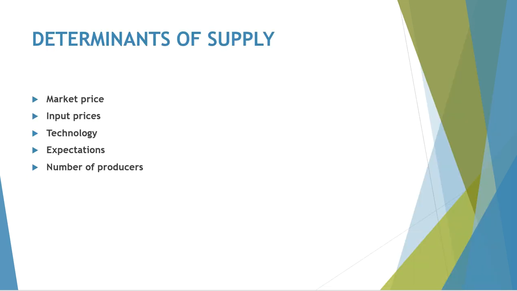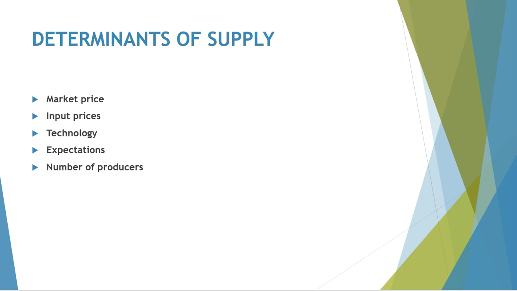Let's talk about the determinant of supply. So sama macam demand, ada beberapa faktor yang akan menentukan supply tersebut. Berapa banyak kita boleh supply. Antaranya adalah market price, the input price, the technology, the expectation, the number of producers and many others.